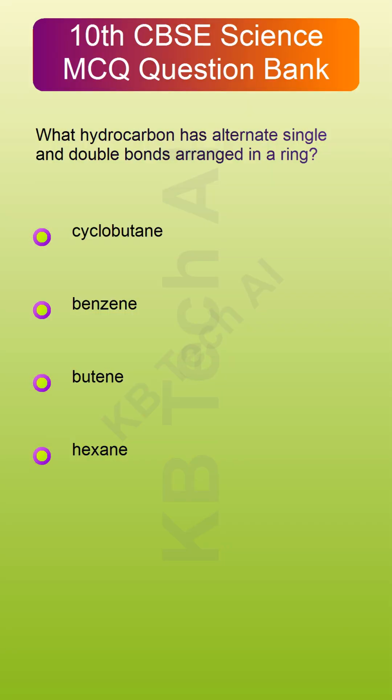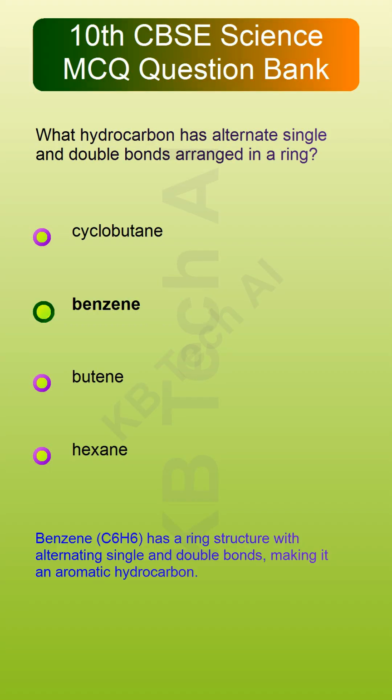What hydrocarbon has alternate single and double bonds arranged in a ring? Option 1, cyclobutane, option 2, benzene, option 3, butene, option 4, hexane. The answer is, option 2, benzene.